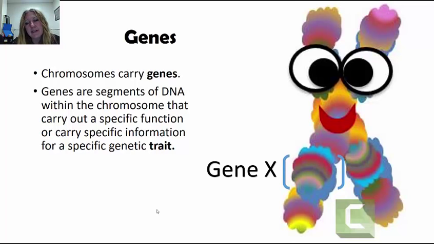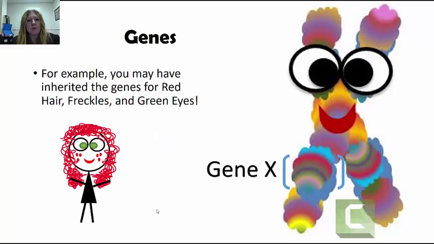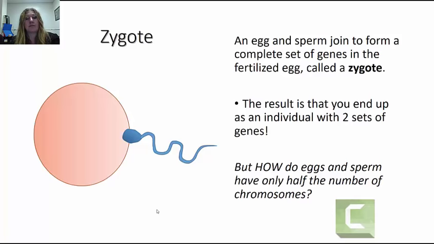So a gene is actually defined as a portion of the DNA within the chromosome that has a specific function. For example, you have genes that are for hair color and eye color, and genes that are for your blood type, and genes that are for other different characteristics. So that's what we mean by genes. For example, you could have inherited green eyes, red hair, and freckles, like my little cartoon drawing here that I thought was kind of cute.